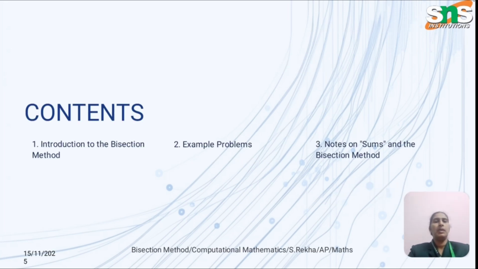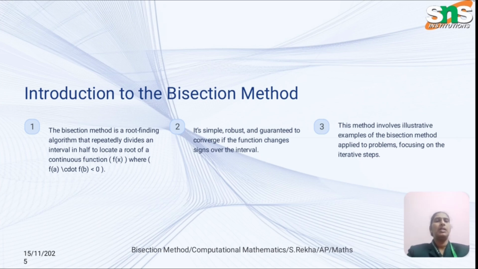So what is meant by bisection method? We are going to see the contents: what is the bisection method, one example problem, and some more problems also in the bisection method. Before entering into the bisection method, first of all, what is it? You are going to find the roots, and it is an iterative process, and we can repeatedly find the roots using the formula x equal to (a plus b) by 2.